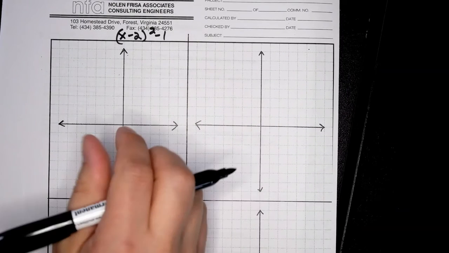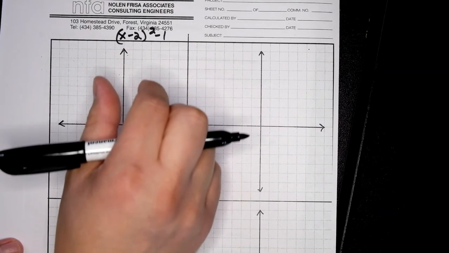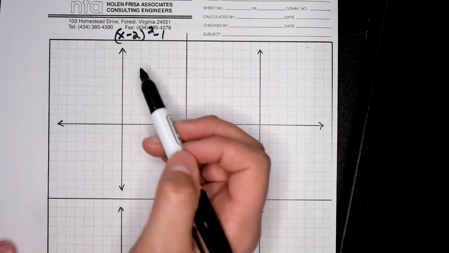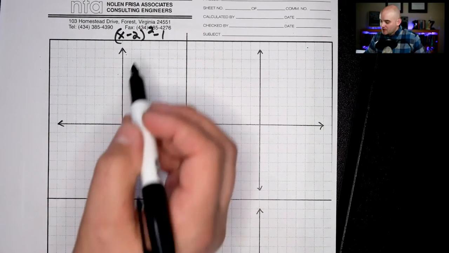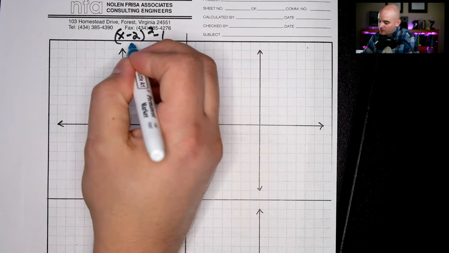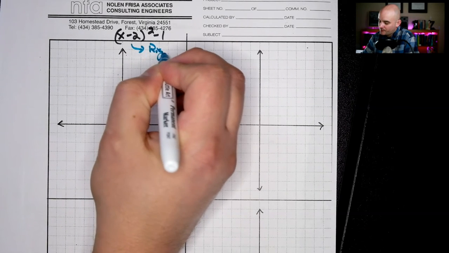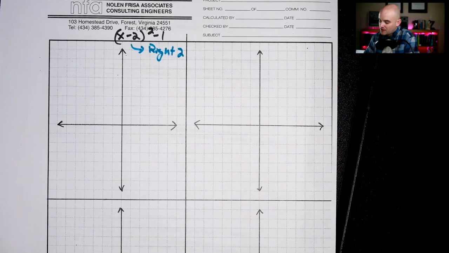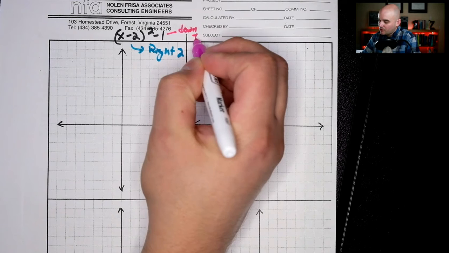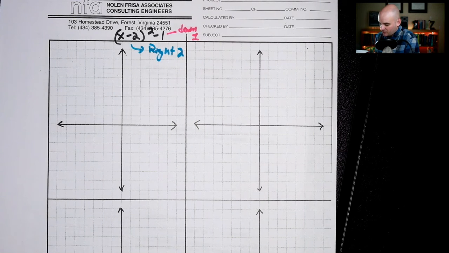And remember what we're doing with this. We're taking our typical parent function of x squared, and we're going to be shifting it around. So this minus 2 is going to tell me to shift right 2. And then that minus 1 tells me to go down 1. Remember, it's on the outside. If you don't remember that, go back and look at my video on the transformations of parent functions, because we cover all of that in there.